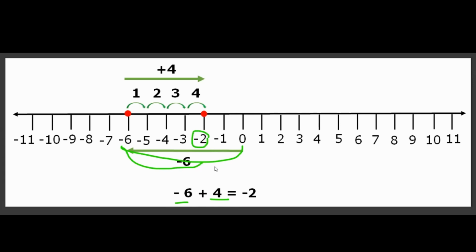We could have done it the other way, just as in any other example. We could have gone 4 in the positive direction and then gone 6 in the negative direction. And we still end up at negative 2, same answer. Let's look at one more example.